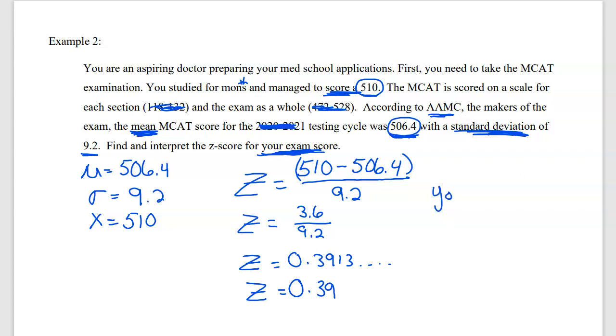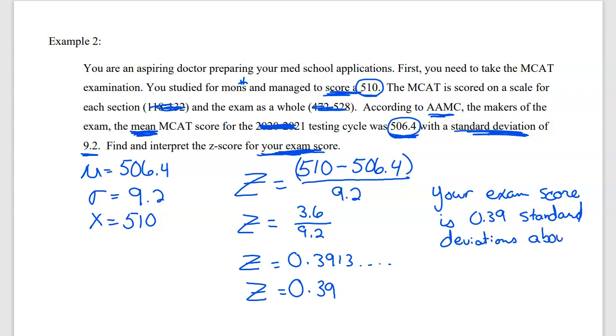So your exam score is 0.39 standard deviations above, because it is positive, the mean. And that's all that it's asking for whenever it's talking about interpreting. Okay? So try calculating some z-scores, and then in the next video we're going to talk about how to actually look these up on the chart.